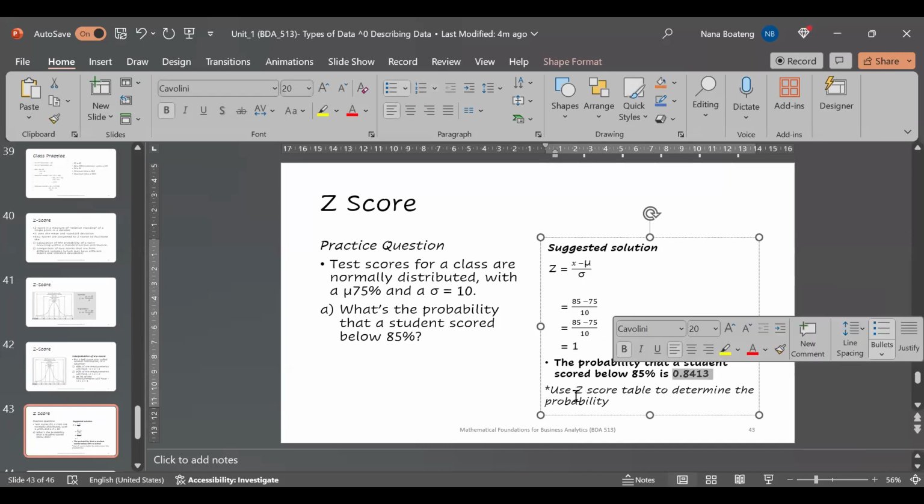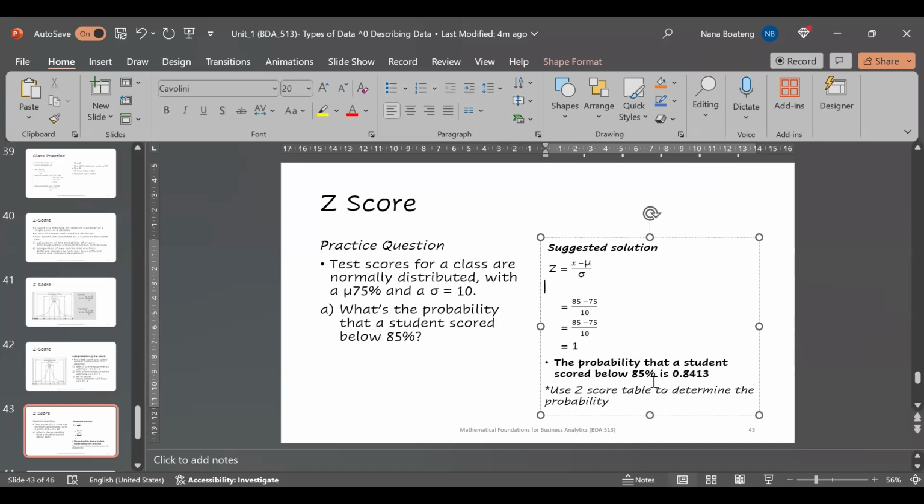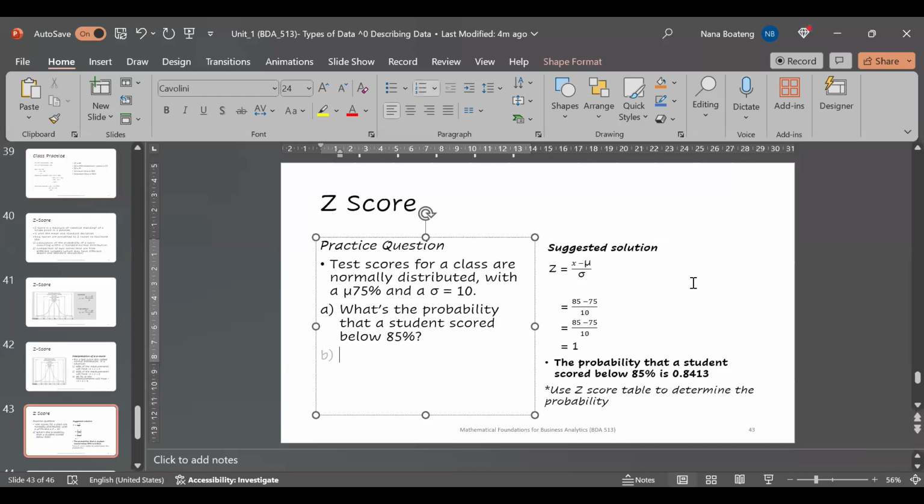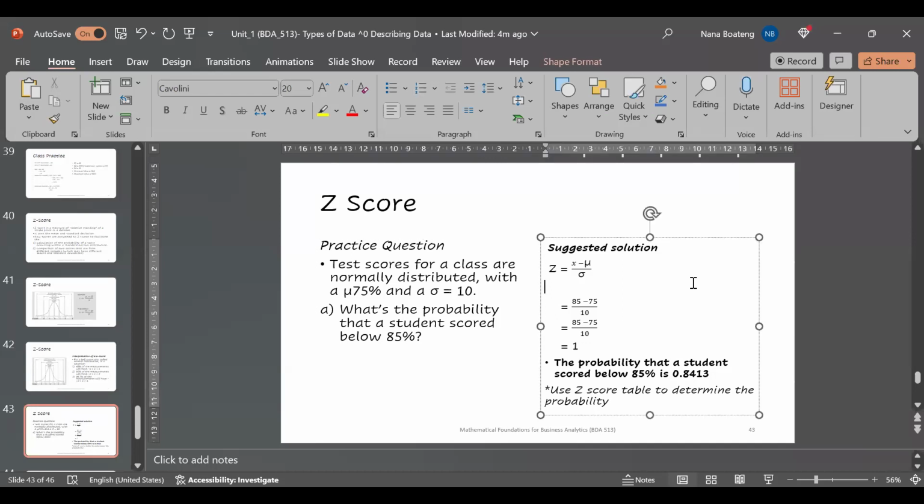So here we can say that the probability that a student scored below 85% is 0.84. So there's an 84% probability that a student scored below 85%. Any questions on this? Should I go over it? Yes, Nana, please.